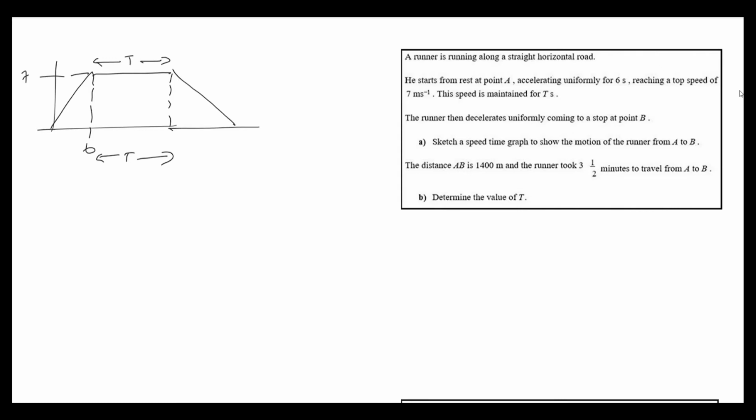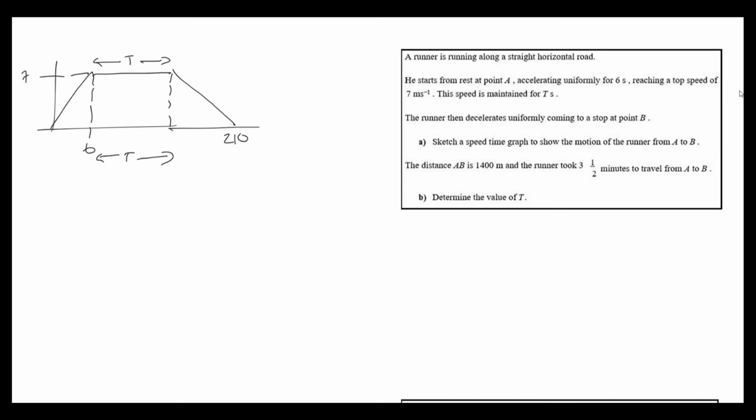Okay, in part B, we're now told the distance AB, so the distance of the entire journey, is 1,400 meters. And we're also told that the runner took 3.5 minutes to travel from A to B. So actually 3.5 minutes is 210 seconds. We can add that to the diagram.